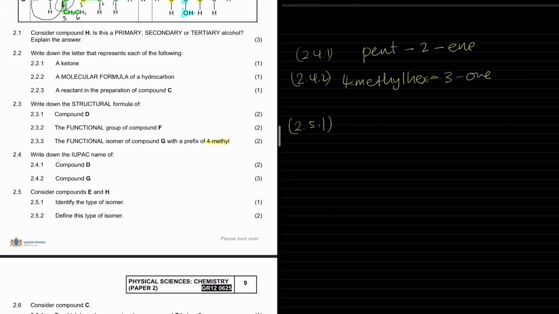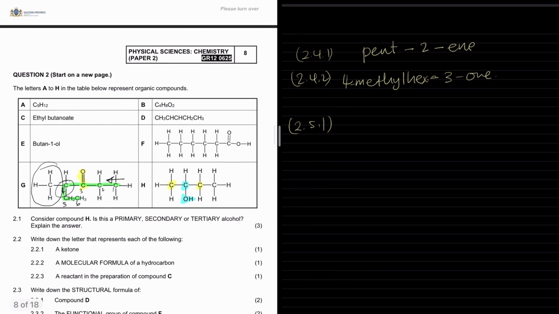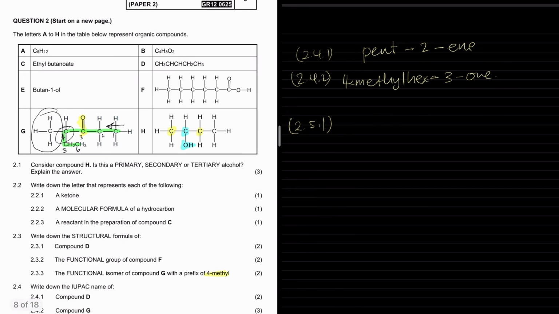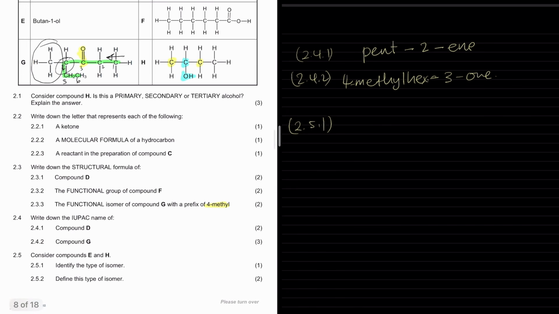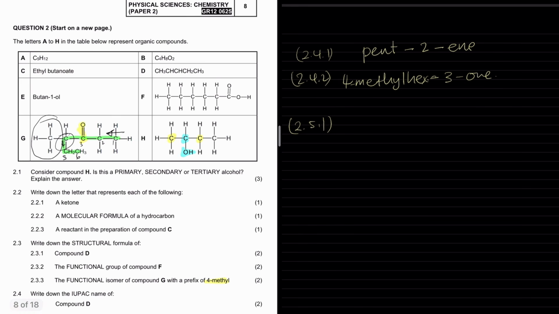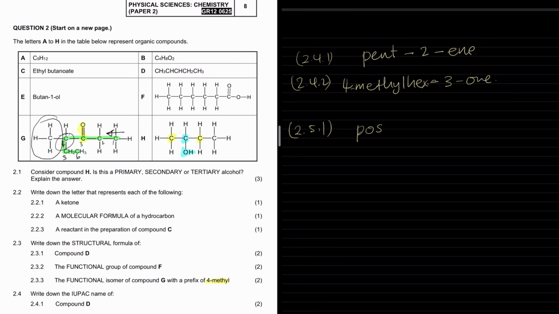Question 2.5.1. Consider compounds E and H. Let's look at E. E is butan-1-ol, an alcohol. They want us to identify the type of isomer. E and H are both alcohols. Butan-1-ol will have the OH on the first carbon, and this one has it on the second carbon. So this is a positional isomer.